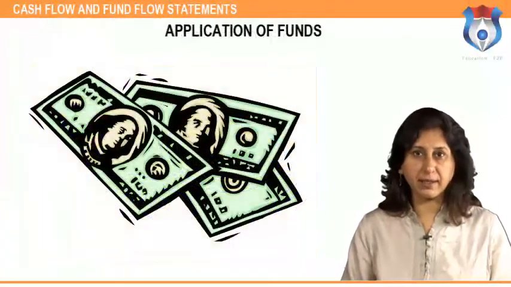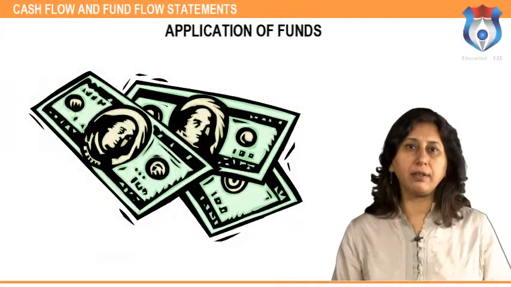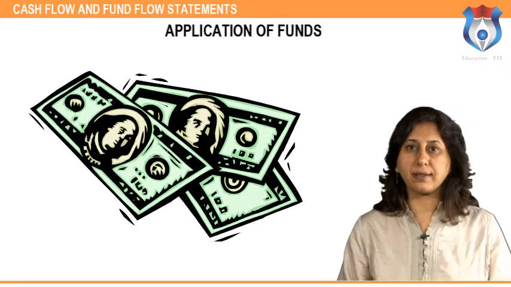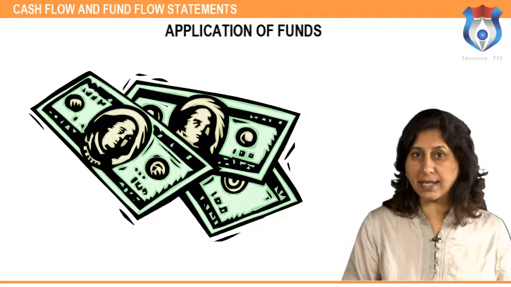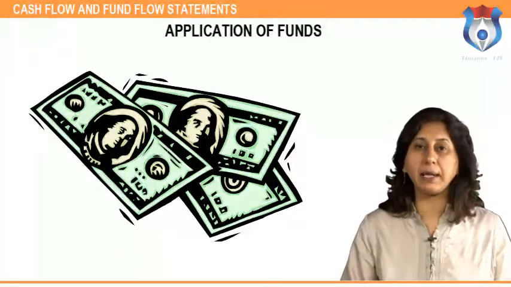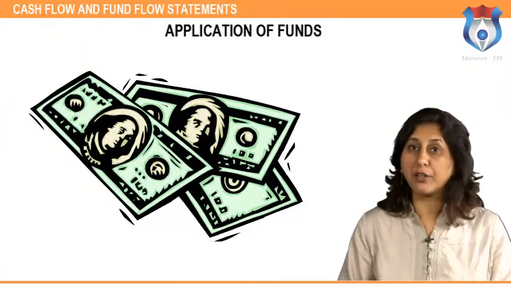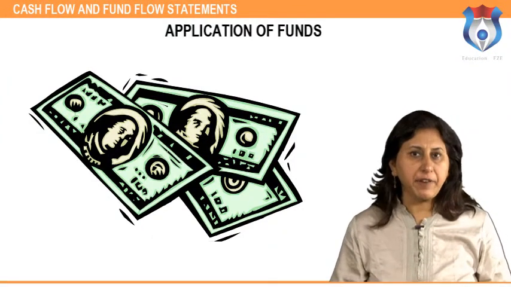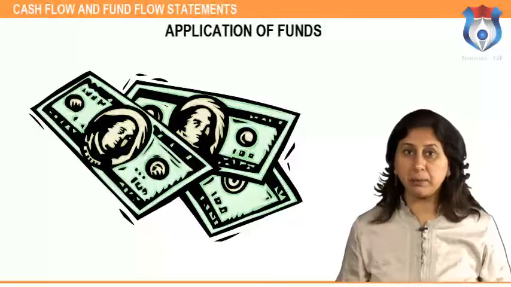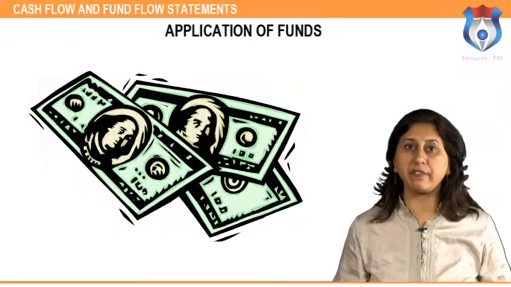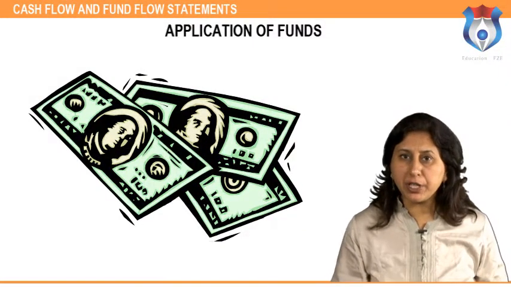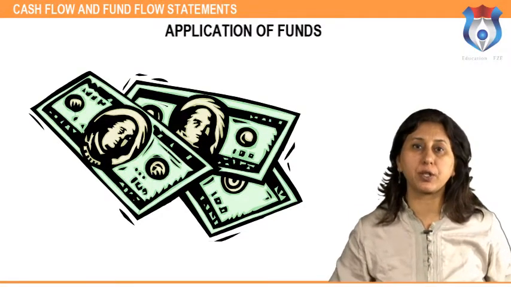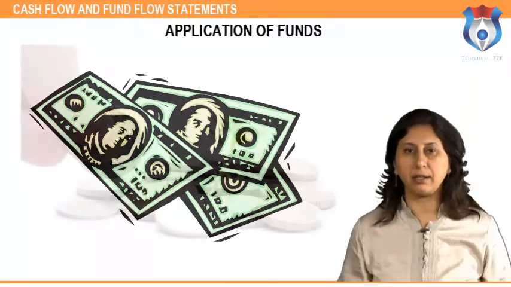Application of funds. The application of funds are loss from operations. Loss from operations either decreases the current assets or increases the current liabilities, or in other words, reduces the funds. Purchase of fixed assets. If any fixed asset like building, machinery, furniture or investments is purchased, it will reduce the current asset, cash, without any corresponding decrease in current liability.